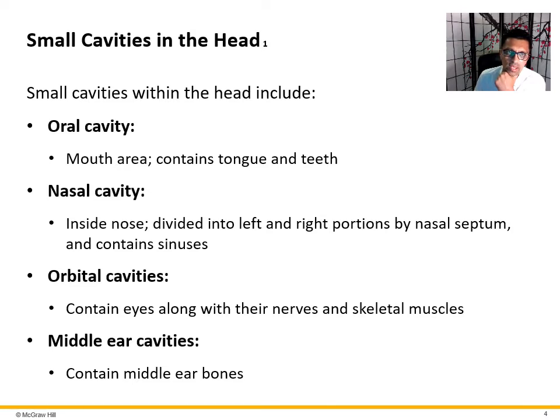There are small cavities within the head. So you have the oral cavity, which is the mouth area, contains the tongue and the teeth. The nasal cavity, which is inside the nose, divided into left and right portions by the nasal septum. The orbital cavities contain the eyes, along with their nerves and skeletal muscles. And the middle ear contains the middle ear bones, which are the smallest bones in the body. So the malleus, incus, and stapes is how I remember it.